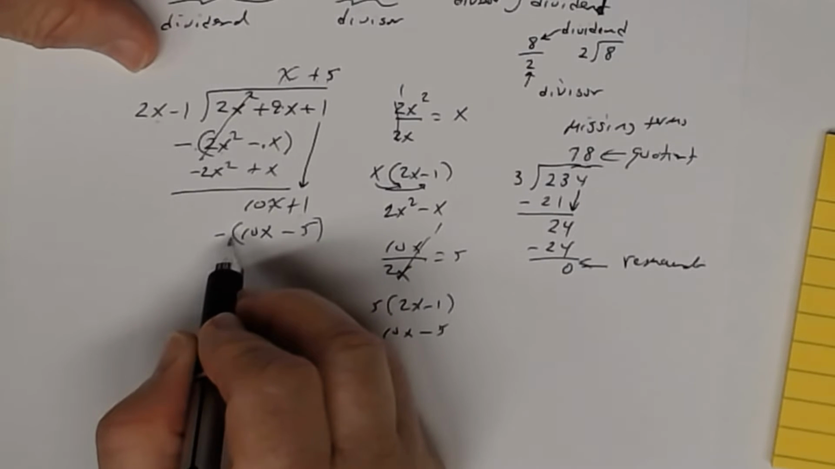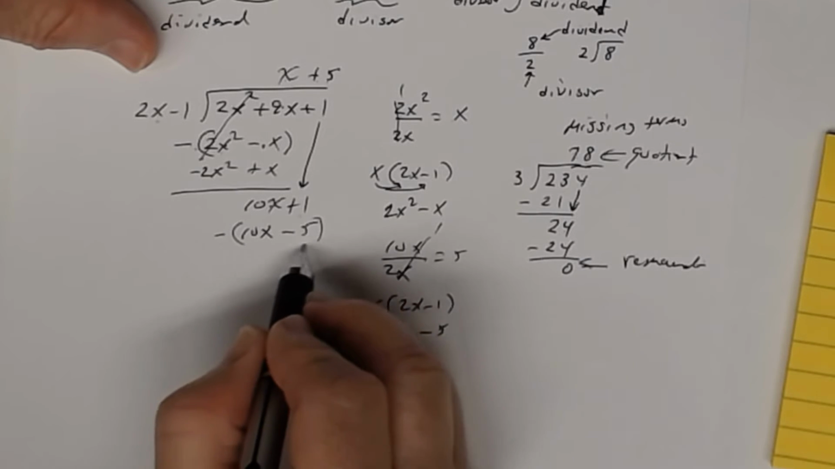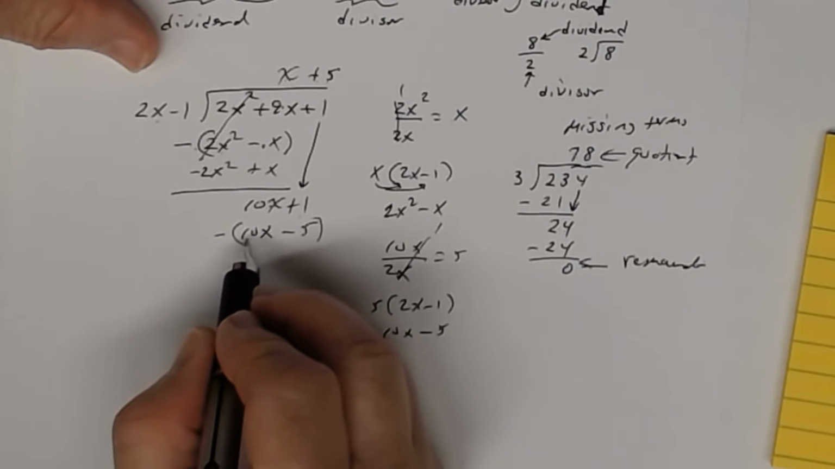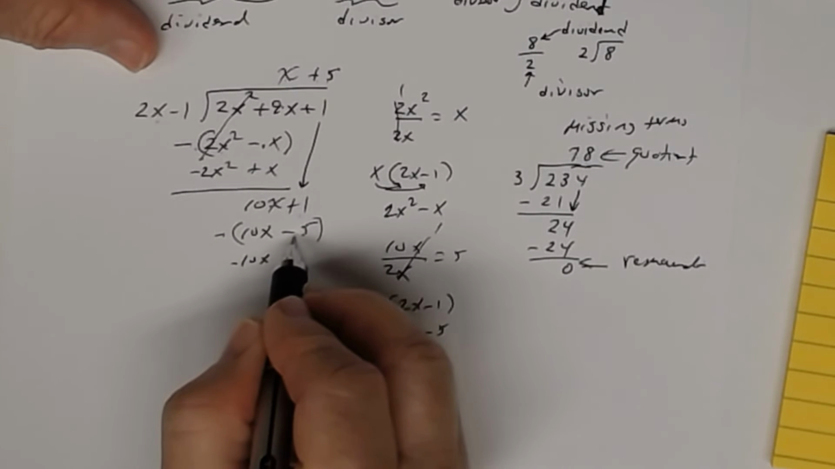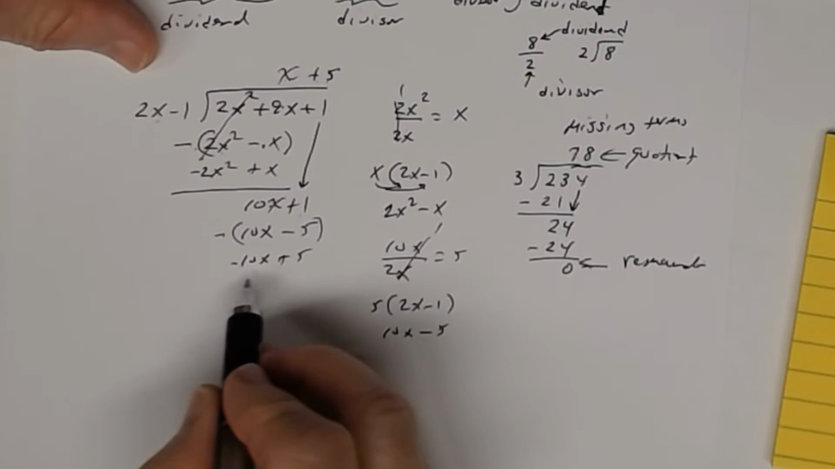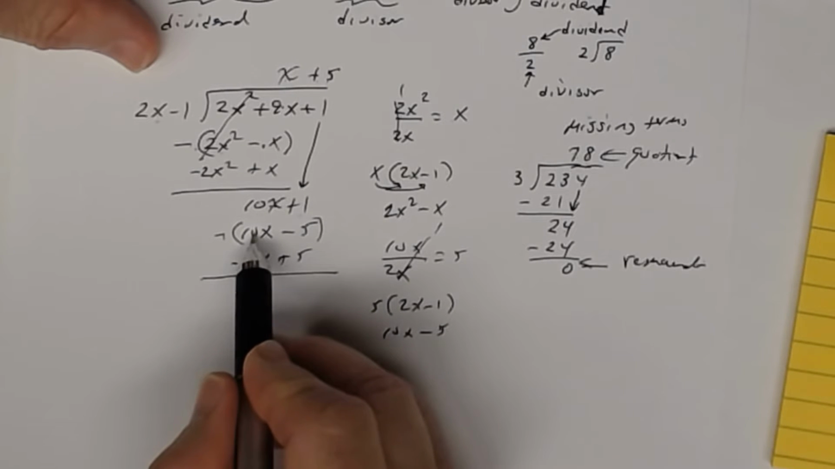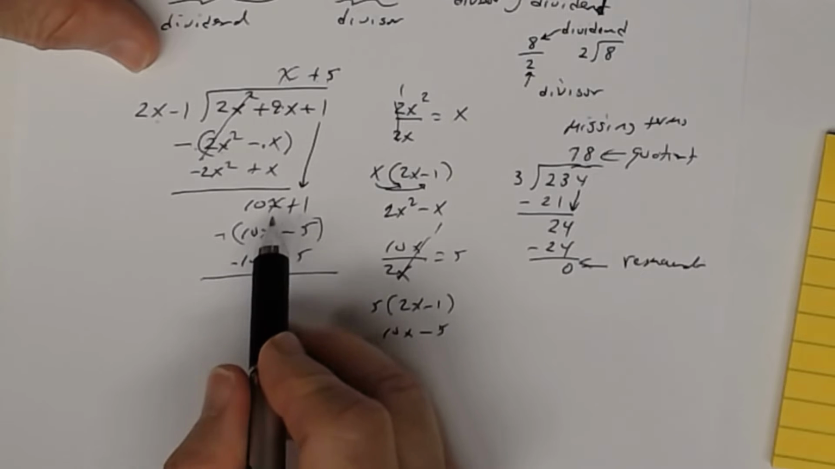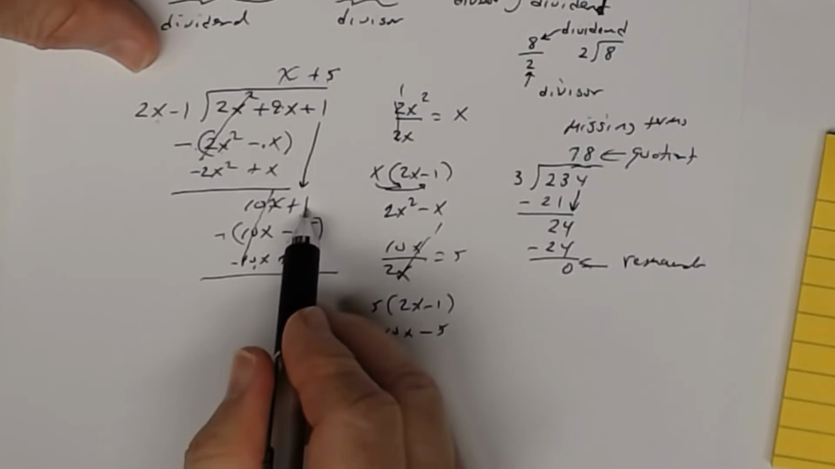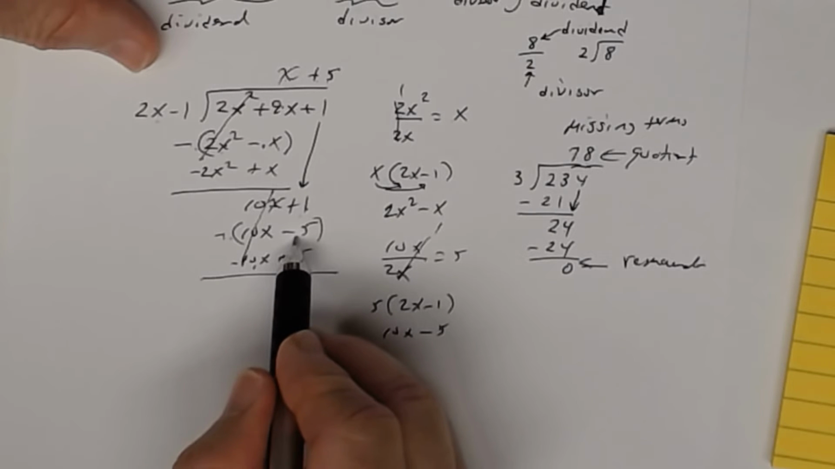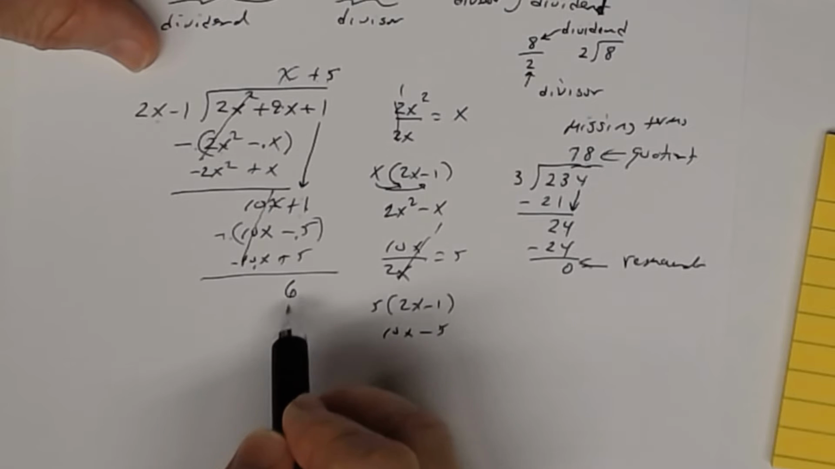Now remember, just like we did here, if you want to, go ahead and rewrite the equivalent part of this. The opposite of a 10x is a negative 10x. The opposite of a negative 5 is a positive 5. So basically what you're saying is this. 10x subtract 10x means the same thing as saying 10x and a negative 10x is 0. 1 subtract negative 5 means the same thing as saying 1 plus 5, which is 6.